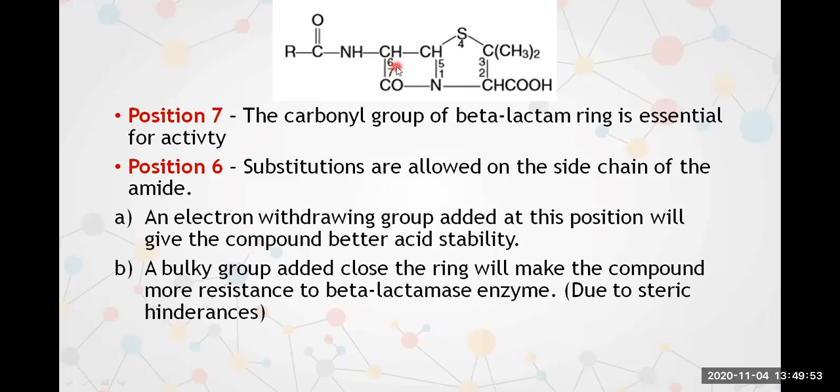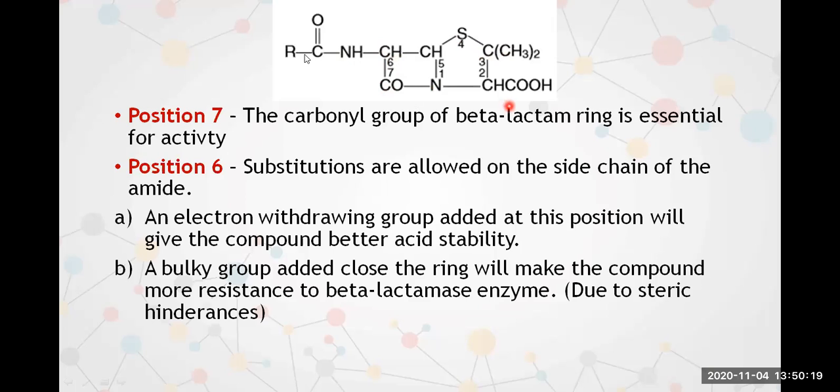Now here are the multiple points to know, and that are actually important for the SAR. You only have scope to vary at position number 6, or you have the scope to vary at position number 4, which is the sulfur. So only these two positions can be changed in the structure. Any other position you cannot change or touch to make derivatives, because if you do that, then activity will be lost.